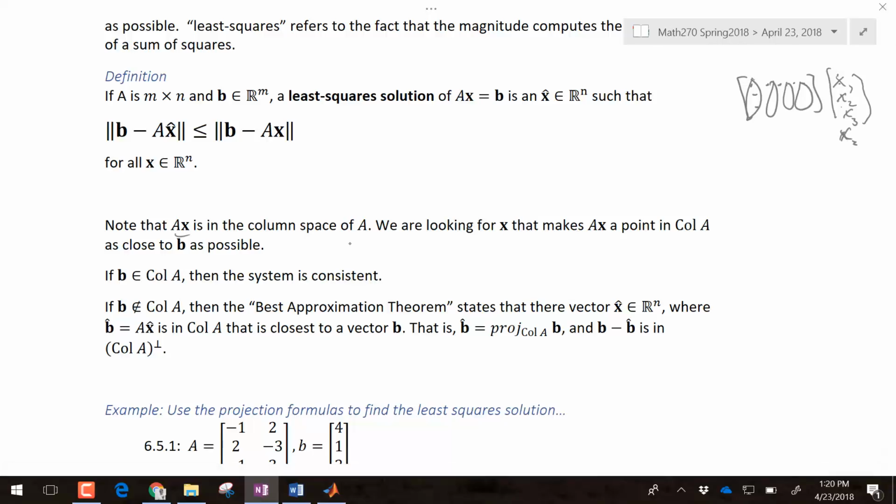And the column space, as we know, is a subspace of Rn, the number of columns. No, Rm, the number of rows. We're looking for x that makes Ax as close to Col A as possible. And if b is in Col A, then this is where you actually get a solution.